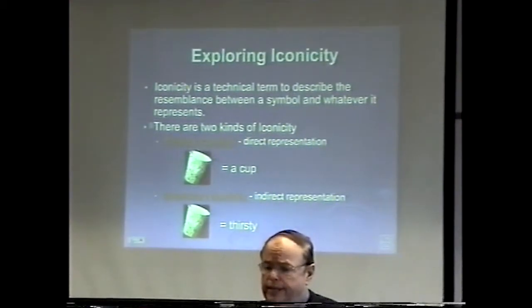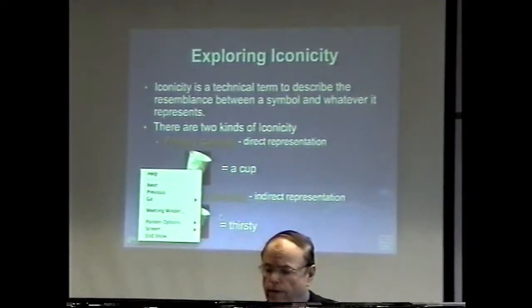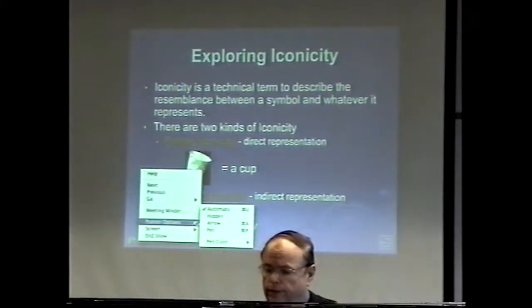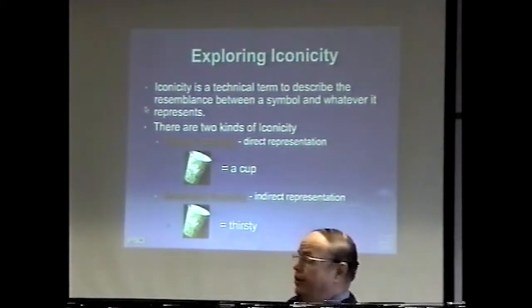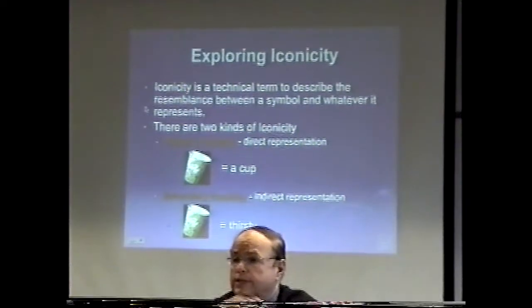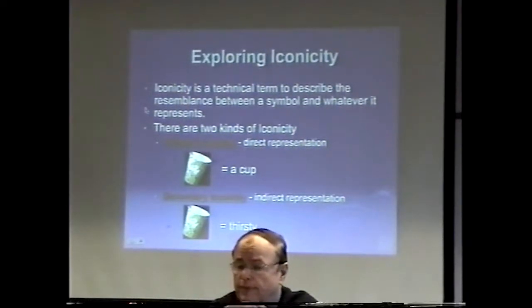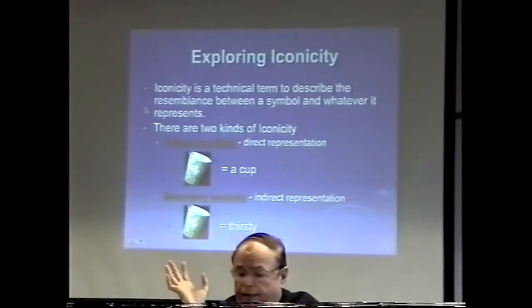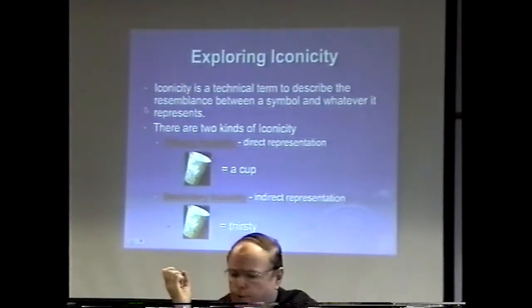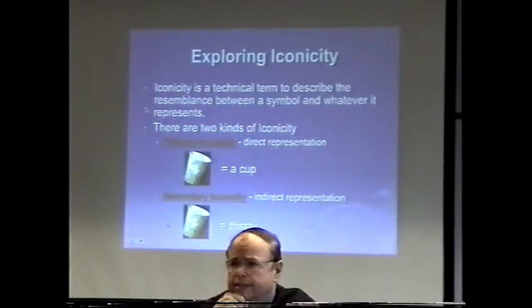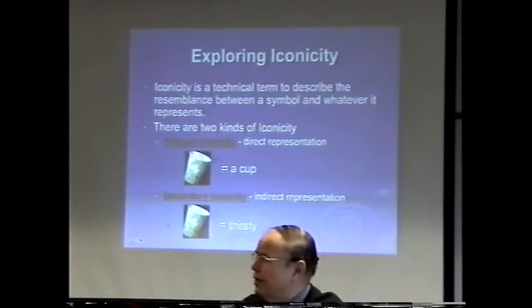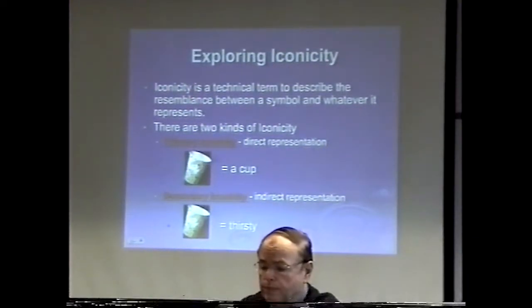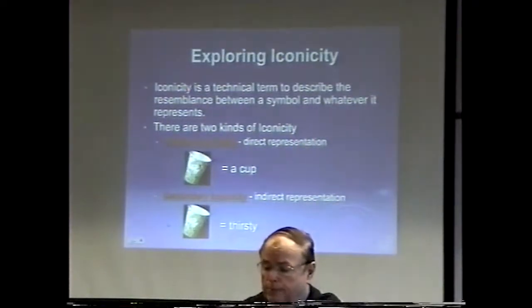And iconicity is a technical term. Iconicity is a technical term that describes the resemblance between a symbol and whatever it represents. There are two kinds of iconicity that semanticists distinguish. One is called primary iconicity, or direct representation. The other is secondary iconicity, or indirect representation. We generally use both types of iconicity.